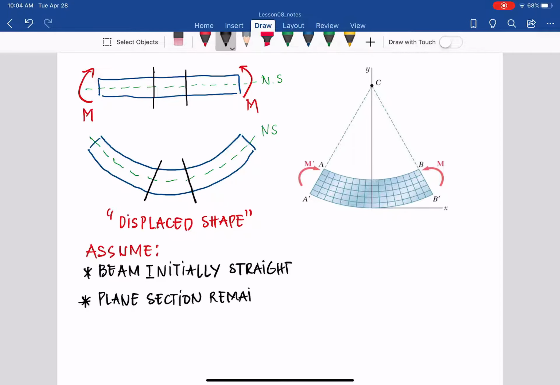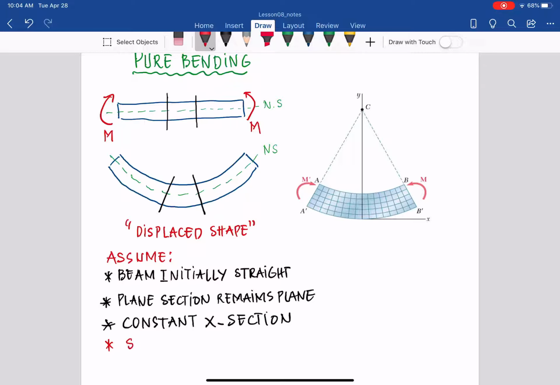And same as in torsion, we want a constant cross section throughout. And the last one: even though I exaggerate with that displaced shape here, in real life we want small deformation, just like in torsion, where we want small angular distortion. In this case, small deformation.